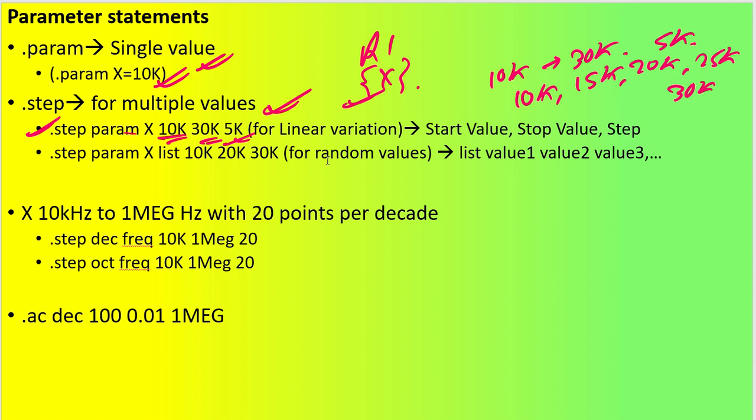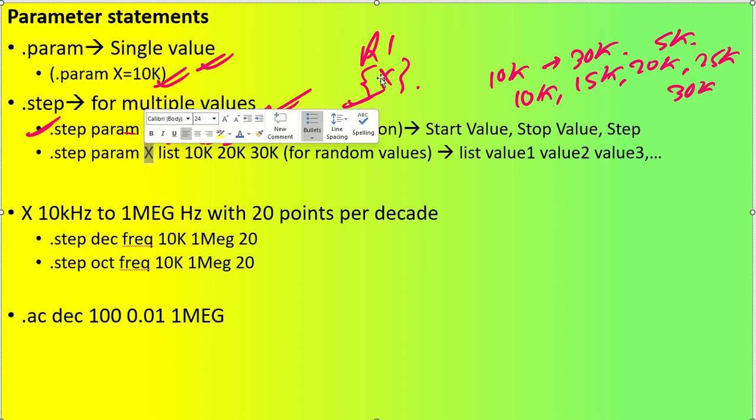Sometimes we need only random values. Let's say we want 2-3 values which are specific to you. In that case we just have to insert one list command. That is .step param X list. This X is the variable that you have assigned. It can vary, let's say you are putting Rx, Ry, Rz, so whatever name you put for the variable should appear here. Then for random values we put list, and let's say only 3 values we have to assign: 10k, 20k, 30k. So these are the values that will be assigned to the variable R1.